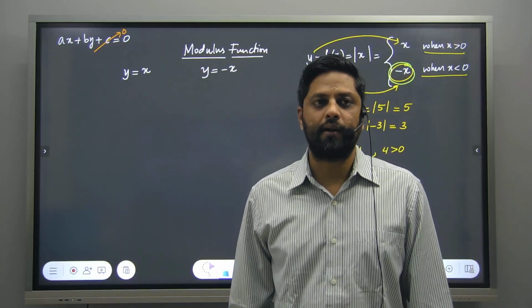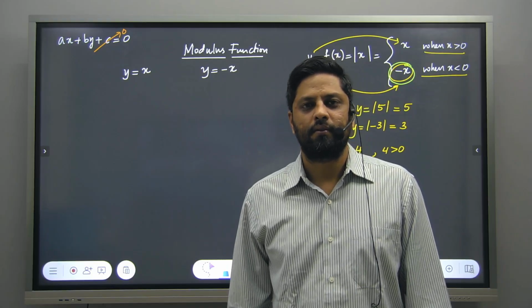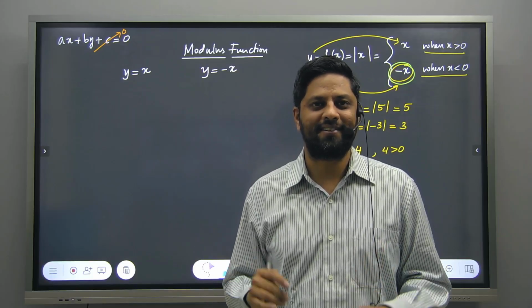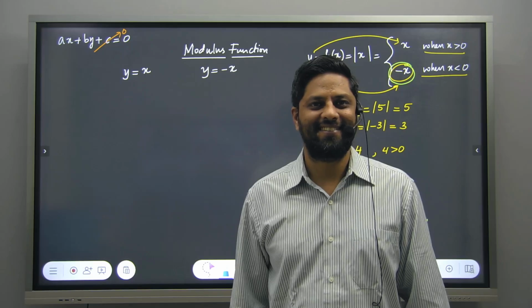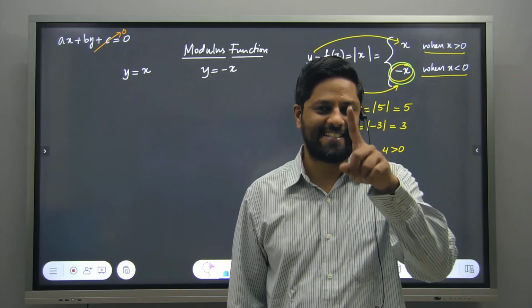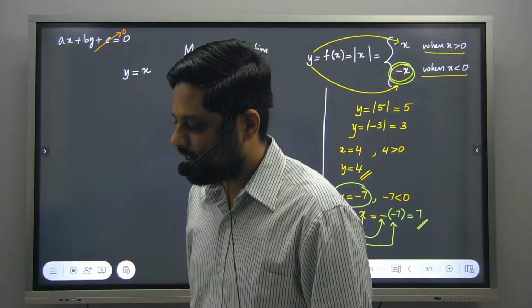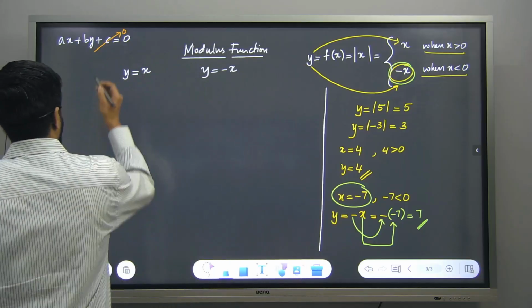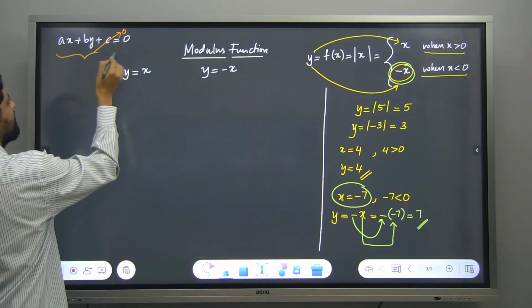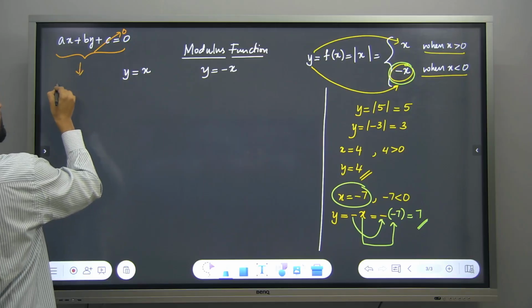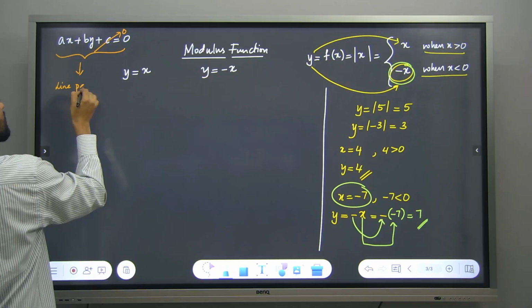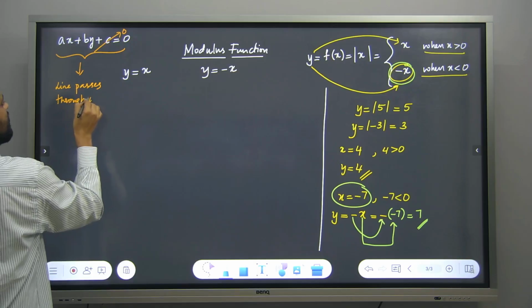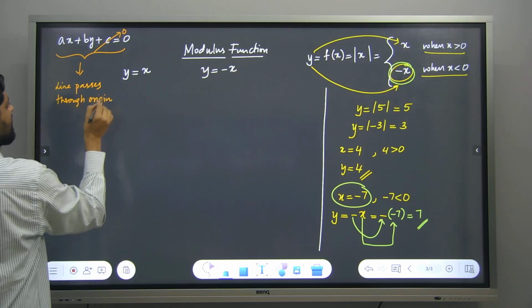I told you on day 1. What did I say when c is 0? I can definitely say that when you don't have the constant term, the line passes through the origin. I can definitely say that the line is passing through the origin.